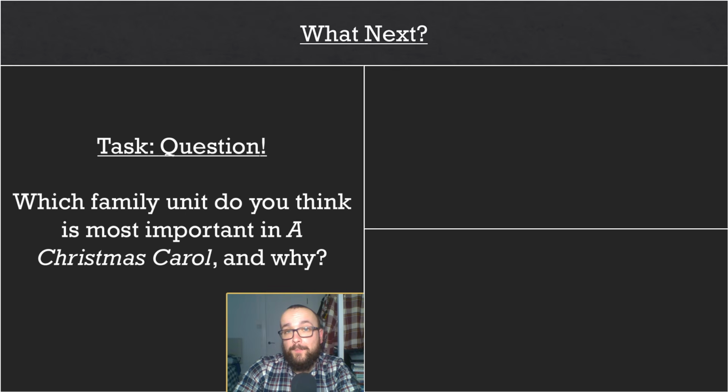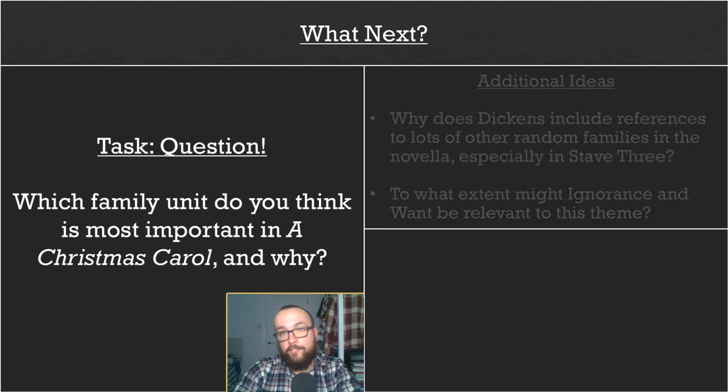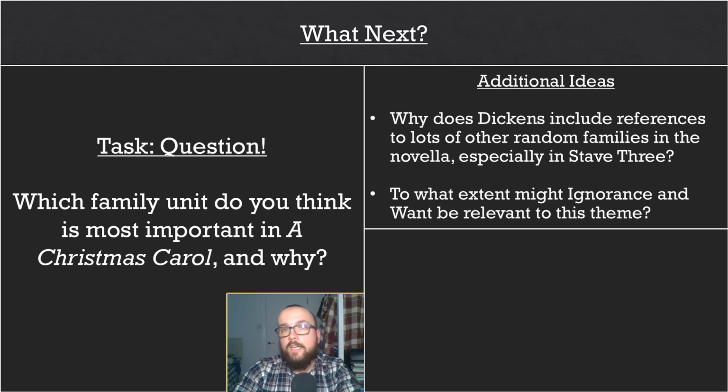Or if you don't fancy doing that, why not consider these additional ideas? Why not think about how and why Dickens might have referred to loads of other random families throughout the novella, especially in the third stave when Scrooge is travelling with the ghost of Christmas Present? Or why not consider how ignorance and want might also relate to this theme? Aren't they, after all, a sort of family? Them, the ghost of Christmas Present, and all of mankind?